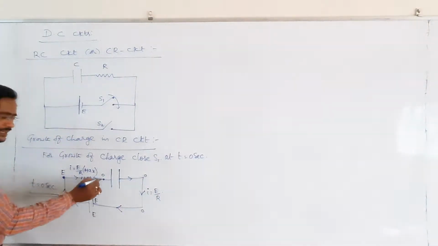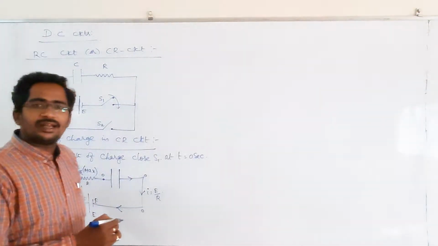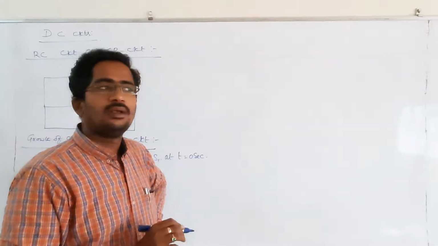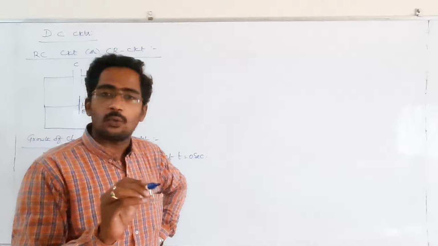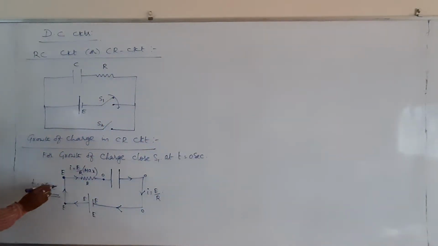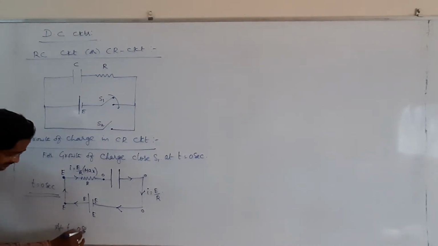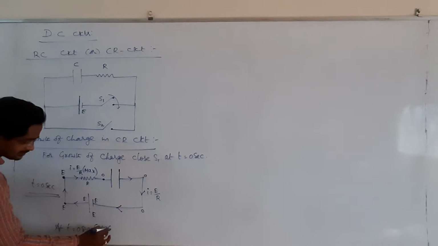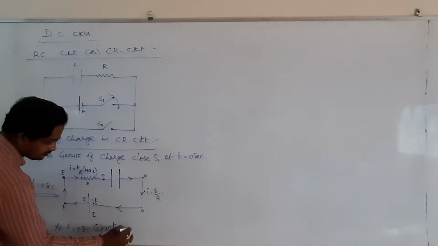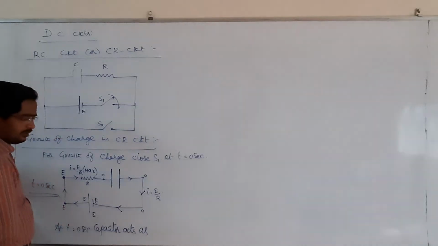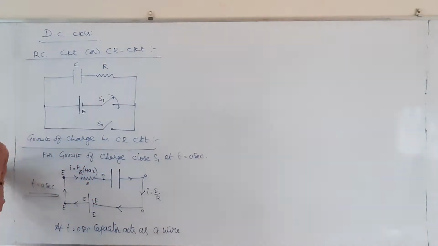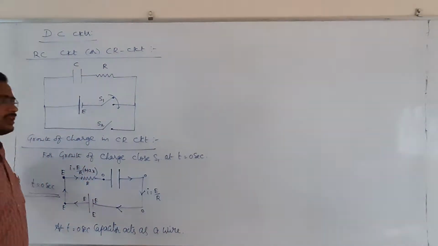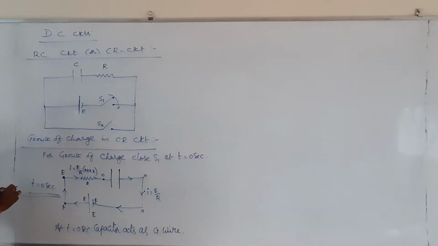So the current is allowed freely without any opposition. The capacitor is allowing the current, so the capacitor acts as what here? A wire. So at the time of t equal to 0 seconds, the capacitor acts as a wire. This is at the time of 0 seconds.